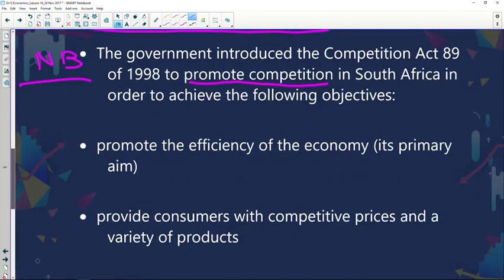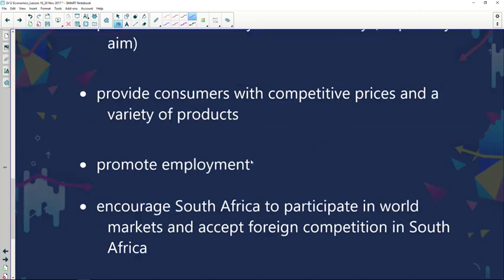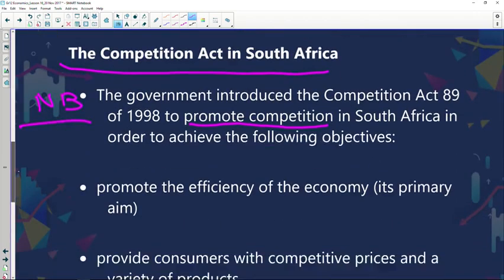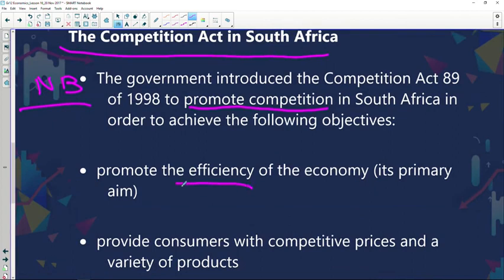So what are some of the objectives of this particular act? So to promote the efficiency of the economy, that is its primary aim, because it's important to have an economy that runs efficiently. Okay, let me just go back up. There we are. It's important to have an economy that runs efficiently. It means that all the systems are put into place.